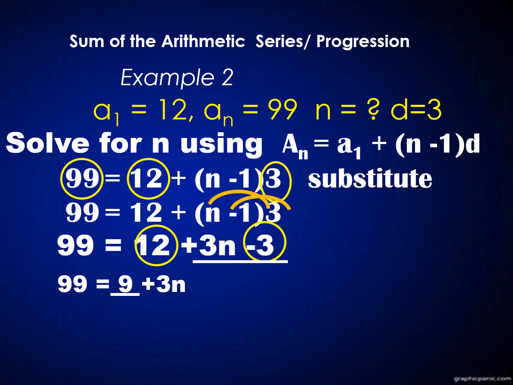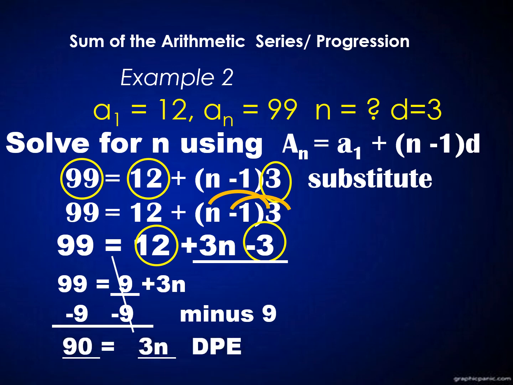Now, paano natin makukuha yung n natin? You have to subtract 9 to both sides of the equation. Minus 9 sa kanan, minus 9 sa kaliwa. So, makakancel yung nasa right side natin. Yung sa left side naman natin, 99 minus 9, and that is 90. So, bring down mo lang yung 3n.